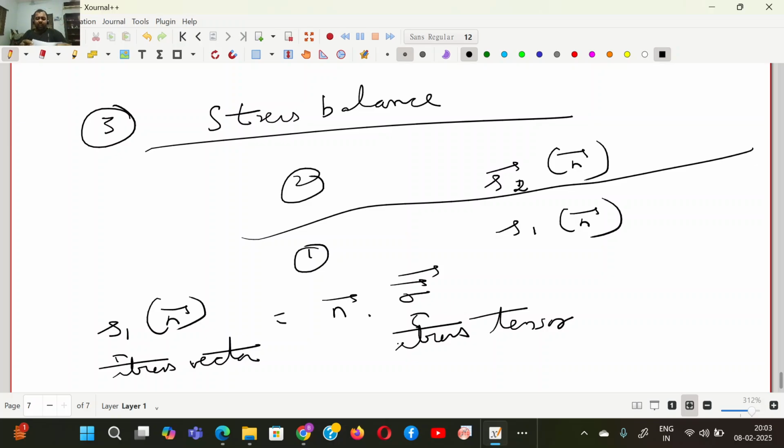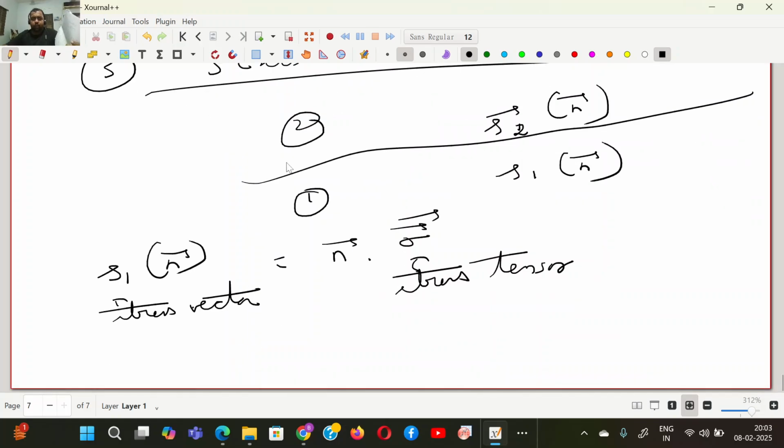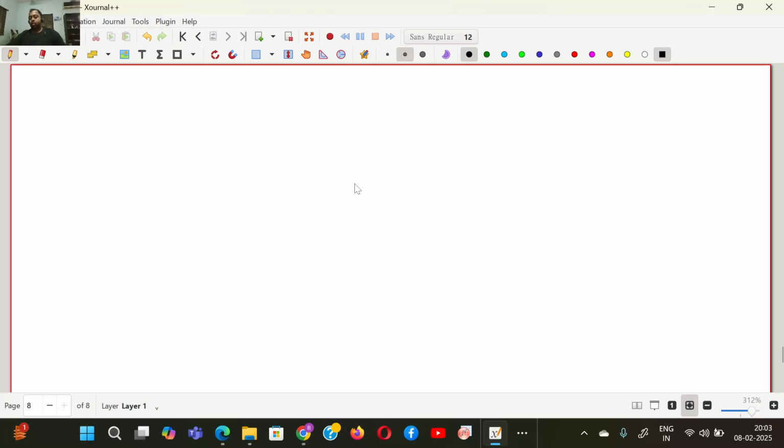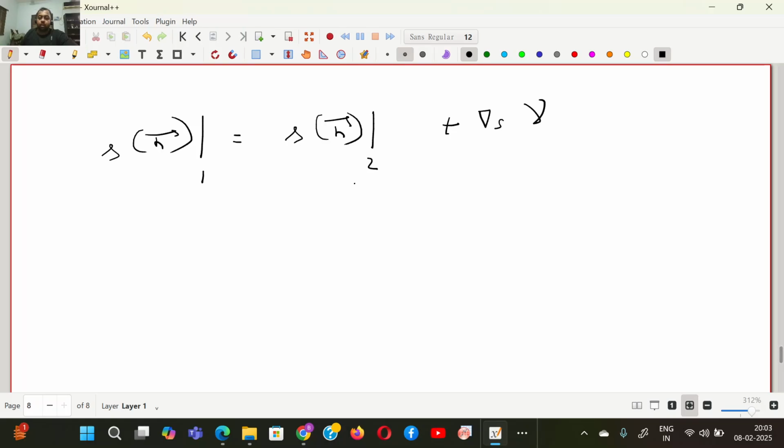Okay. So generally you would assume that S1n is equal to S2n. That's a stress balance, but it's not that straightforward. There are some other terms which we may not be using in our case, but just for the sake of completion, I ought to mention that. So basically, this boundary condition, the stress balance condition, is that Sn in medium 1 is equal to Sn in medium 2 at the interface plus del_s gamma plus 2H n gamma.